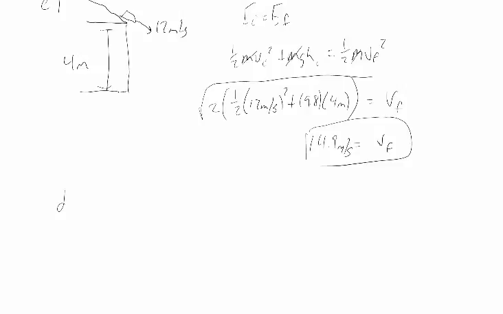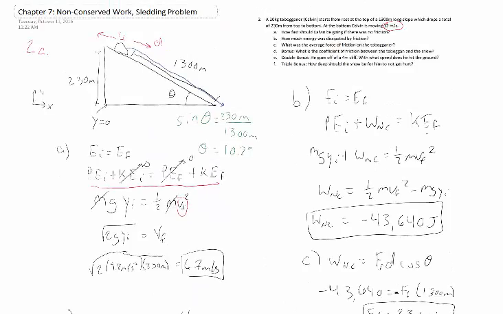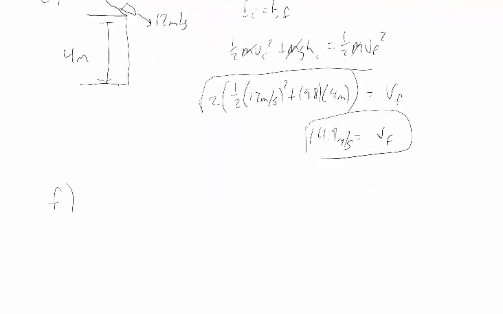And for part F, we're asking how deep does the snow have to be for him not to get hurt? I'm not going to do this part, but basically you solve this the same way that we did it in class when we did the problem of the guys falling out of the plane. It's basically the same problem.